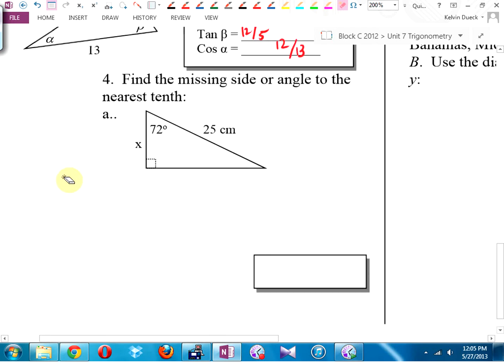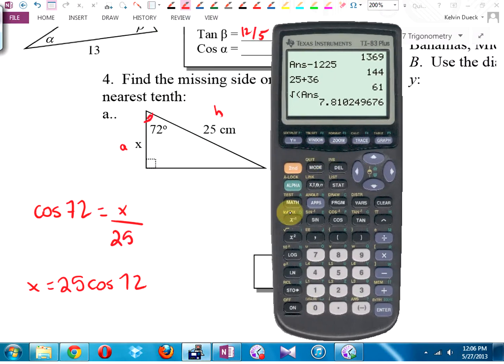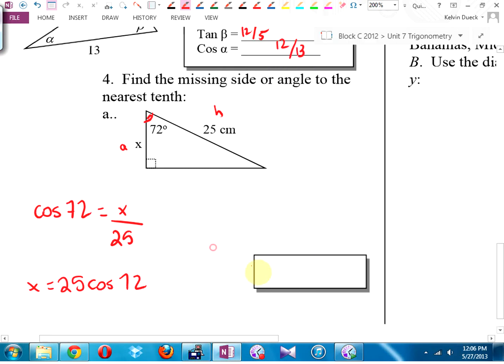Find the missing side or angle to the nearest tenth. Adjacent, hypotenuse, cos 72 equals x over 25. X is going to be 25 cos 72. 7.7 to the nearest tenth, centimeters.